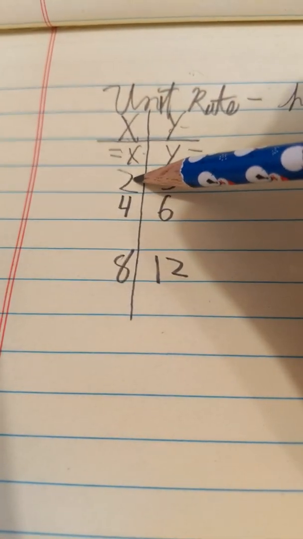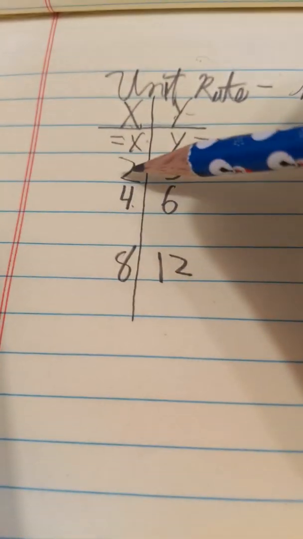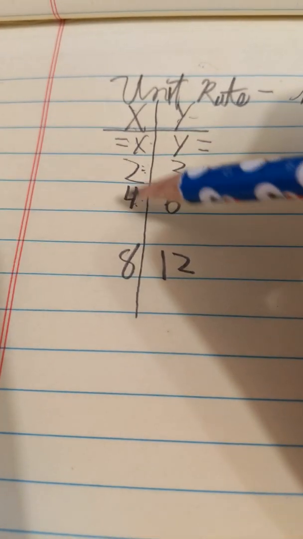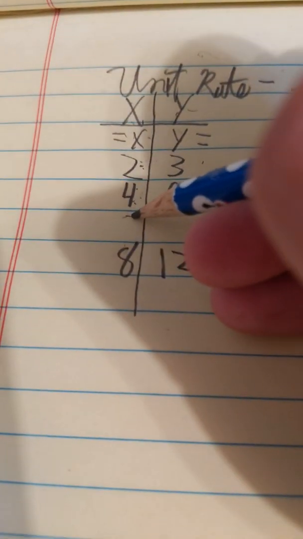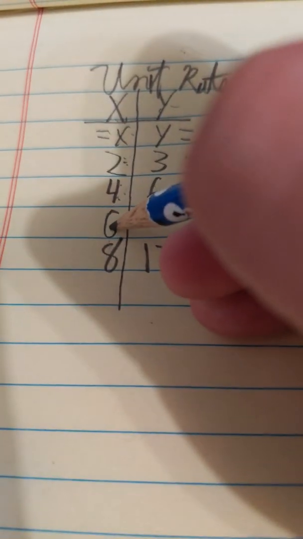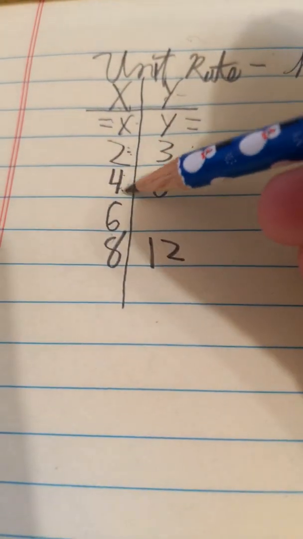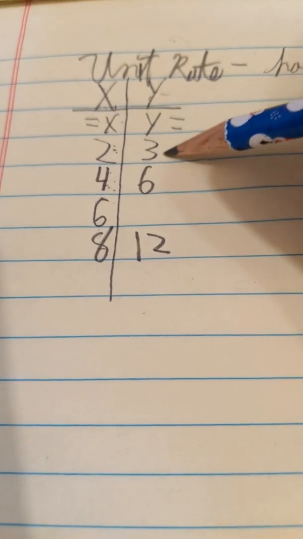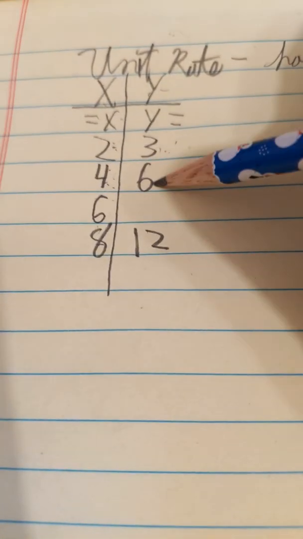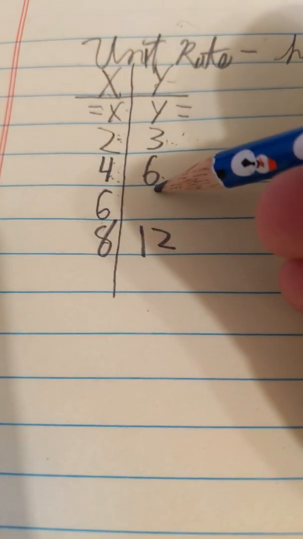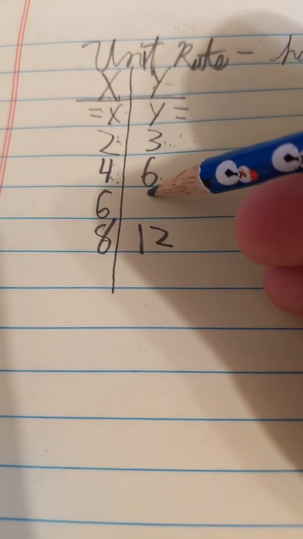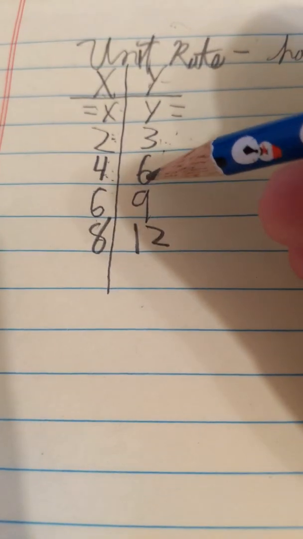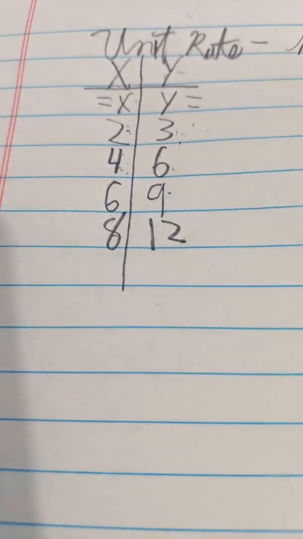Here, we go from 2 to 4. It went up by 2. We can make a pretty good assumption then that this next one is going to be 6. 2, 4, 6, 8. There's a pattern. Let's look over here. 3, 6. We can be pretty sure that this one is going to go up by 9. 3, 6, 9, 12.